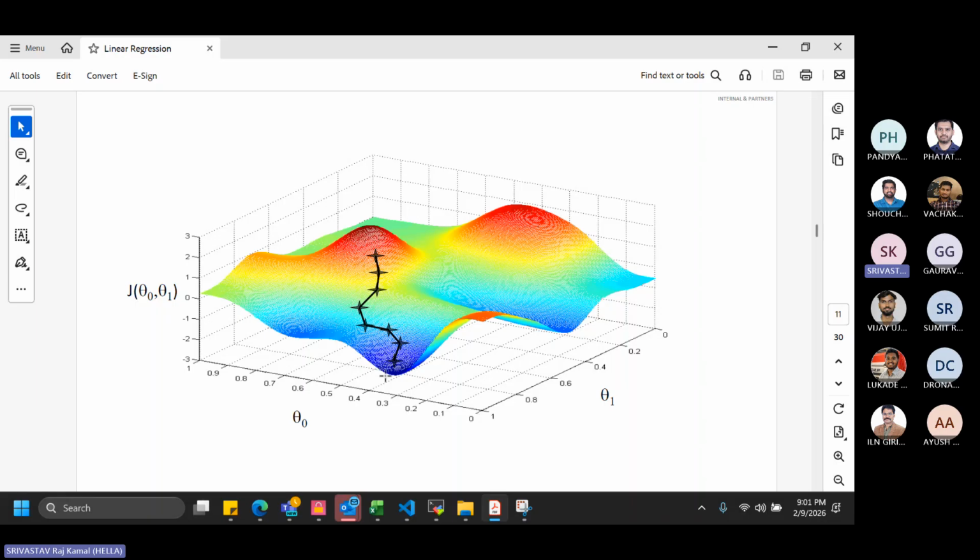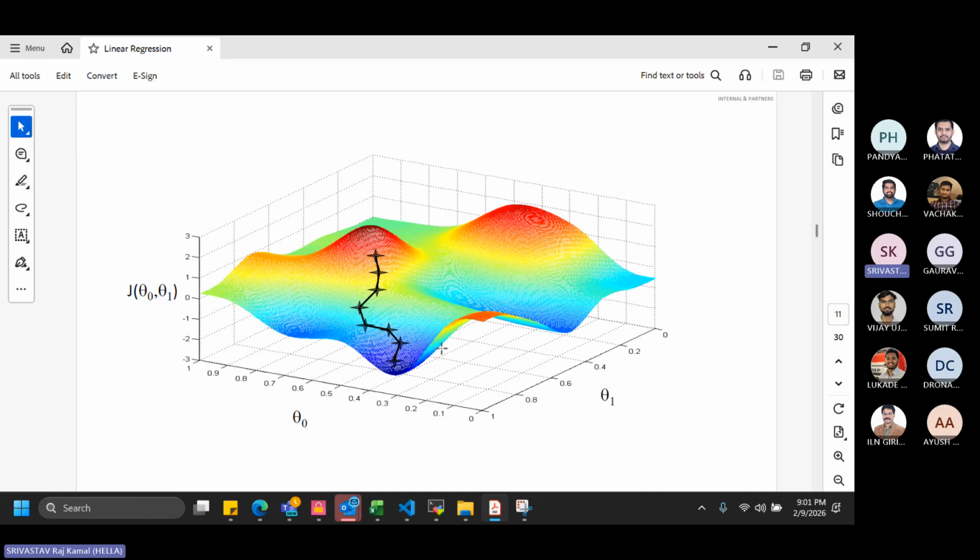Now, one of you started with a different set. You started with 0.3 and roughly started from here. So by reducing J, by taking different values of theta0 and theta1, you could have ended up here. Your model will say, okay, this is the minima. So you see the term he mentioned, local minima. I mean, every point is a minima, right?